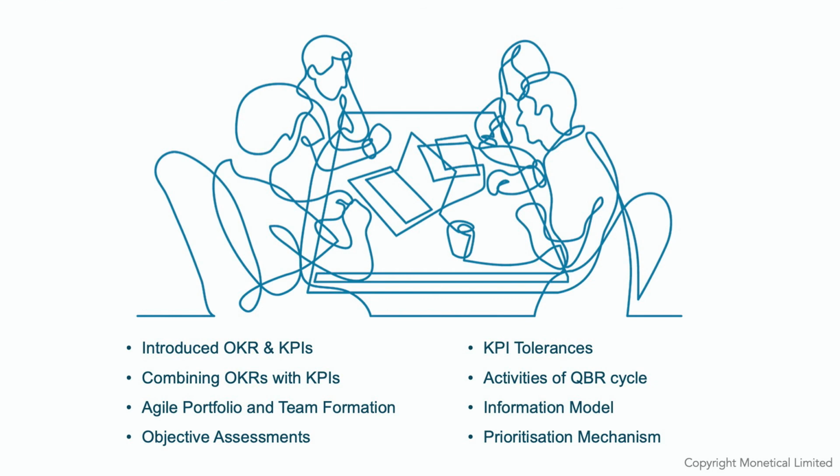During this short video we have explained the value gained by bringing together 2 well-proven techniques for defining and measuring operational and commercial performance. In doing so, we have covered the following topics. Introduced OKRs and KPIs. Explained the actions needed to combine OKRs with KPIs. Effective Agile portfolio and team formation. The aim of objective assessments. The value of creating KPI tolerances. Introduced the activities of a typical QBR cycle. Explained the importance of defining an organizational-wide information model. Described a product backlog prioritization mechanism.